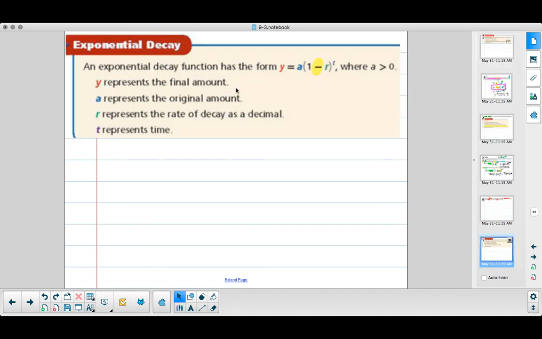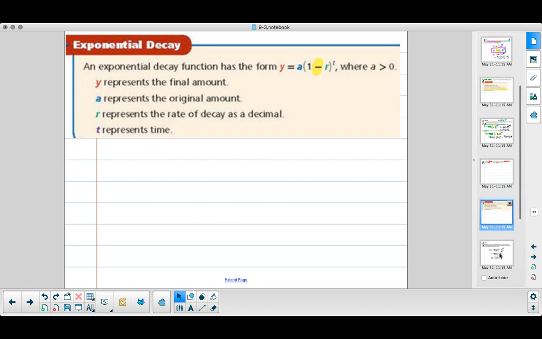Y still represents the final amount. A still represents your original or starting amount. R is still the rate of decay in decimal form. So if something is decreasing at a 6% rate, it would be 0.06. And t is represented by time.